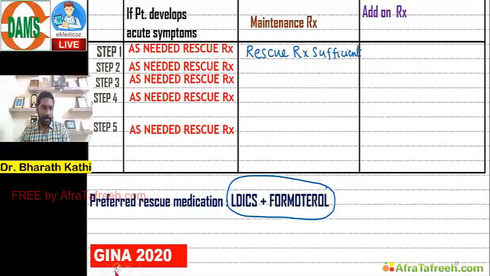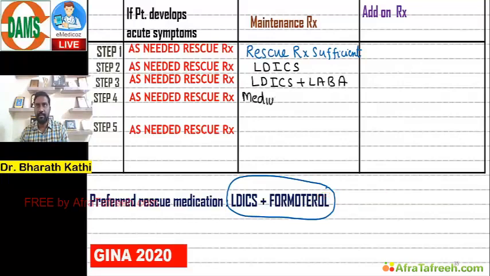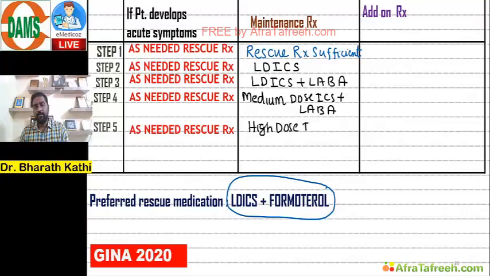Whereas from step 2 onwards, you must give some regular maintenance therapy. So here, step 2, we give low dose inhaled corticosteroid. Step 3, low dose inhaled corticosteroid plus LABA. Step 4, medium dose inhaled corticosteroid plus LABA. Step 5, high dose inhaled corticosteroid plus LABA. So these are the drugs given at various steps.